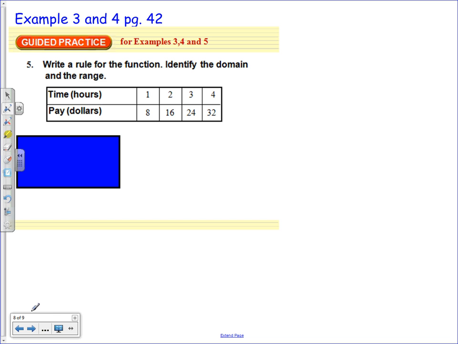Write a rule for the function, identify the domain and the range. So what are we doing to x to get to y? What am I doing to x to get to y? Well, I could add 7, but that doesn't work on the rest of them. Maybe multiplying by 8, so let's check it. 8 times 1 is 8, 8 times 2 is 16, 8 times 3 is 24, and 8 times 4 is 32. So that looks like the rule, y equals 8x.